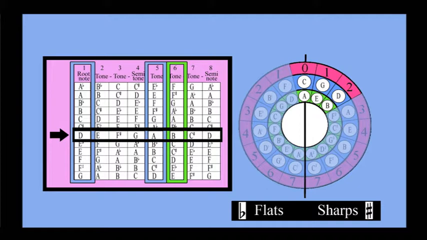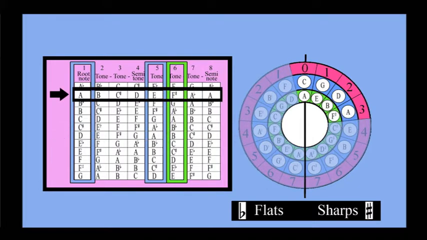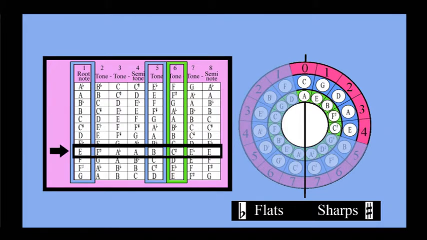The 5th note in the major scale of D is A, so we can now go to the major scale in the key of A. We can now enter number 3 into the pink ring. A can be entered into the blue ring and F sharp can be entered into the green ring. The 5th note is E, so we can now go to the major scale in the key of E.